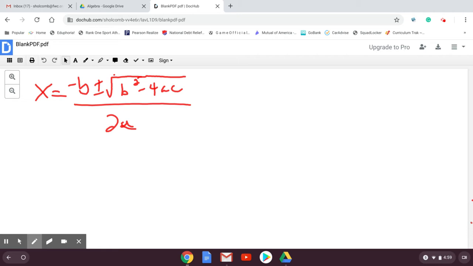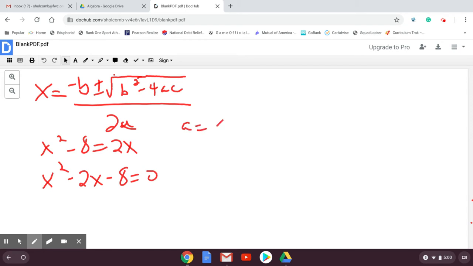So let's do a problem. I'll do the one in the book as an example. x squared minus 8 equals 2x. The first thing we should notice is it's not in descending order equal to 0. So we have to subtract the 2x to the left, and you should get x squared minus 2x minus 8 equals 0.